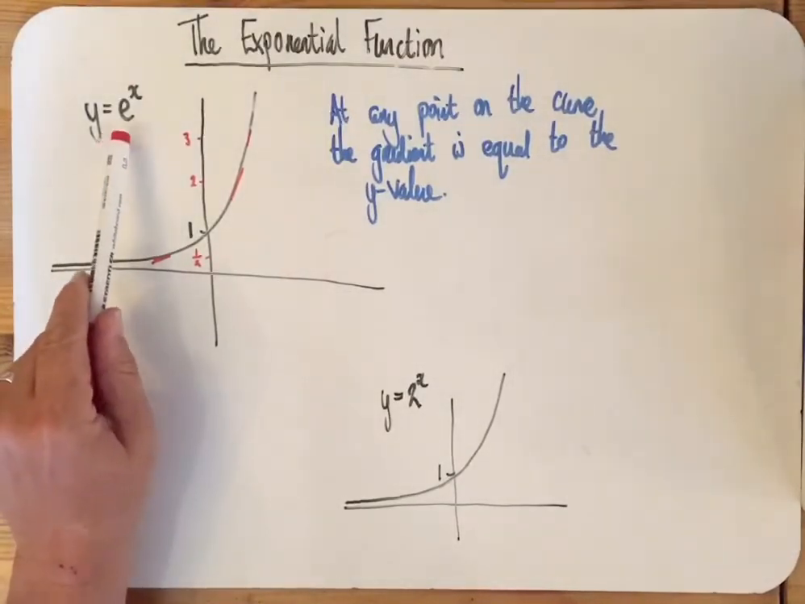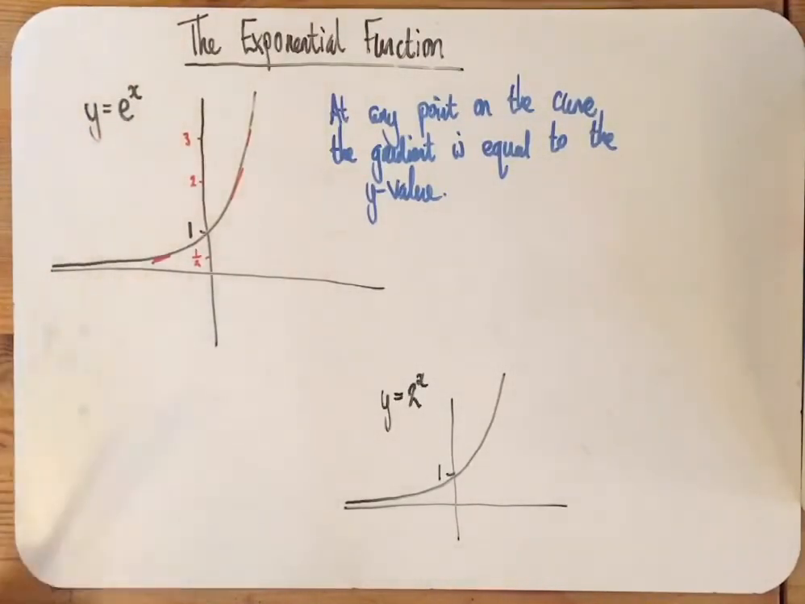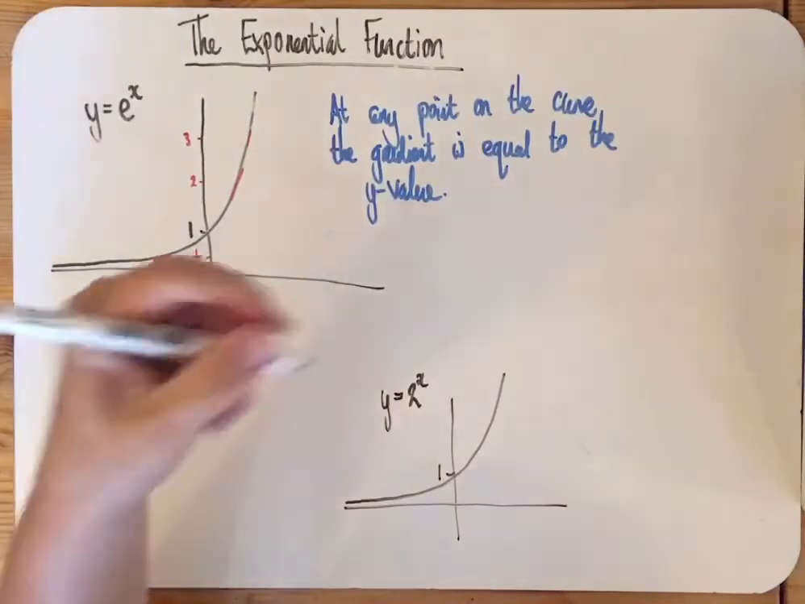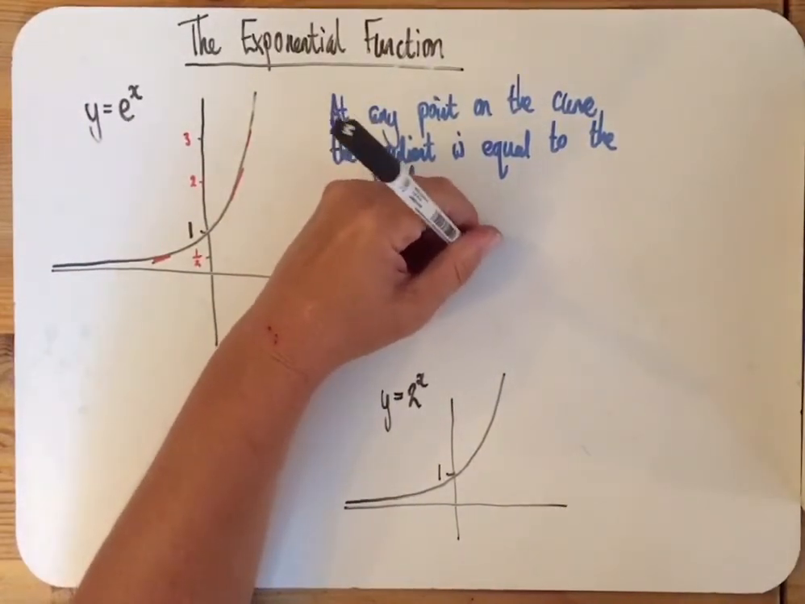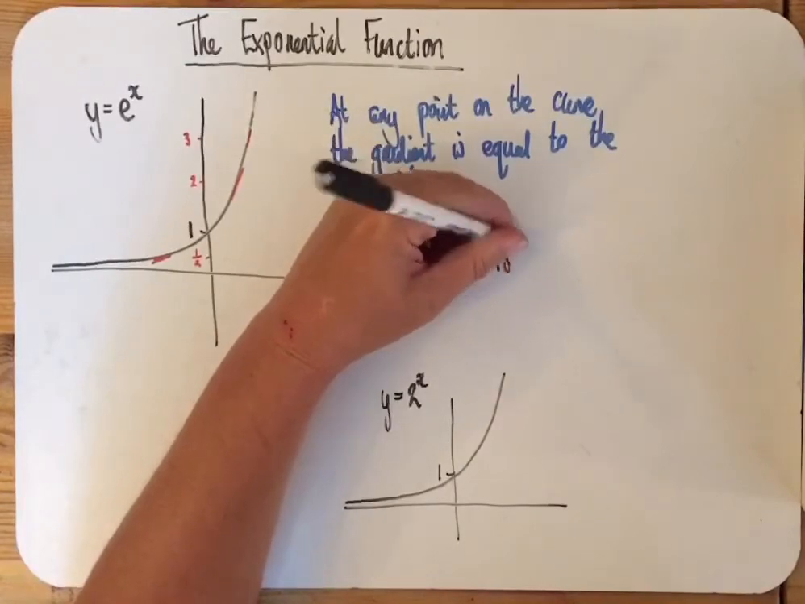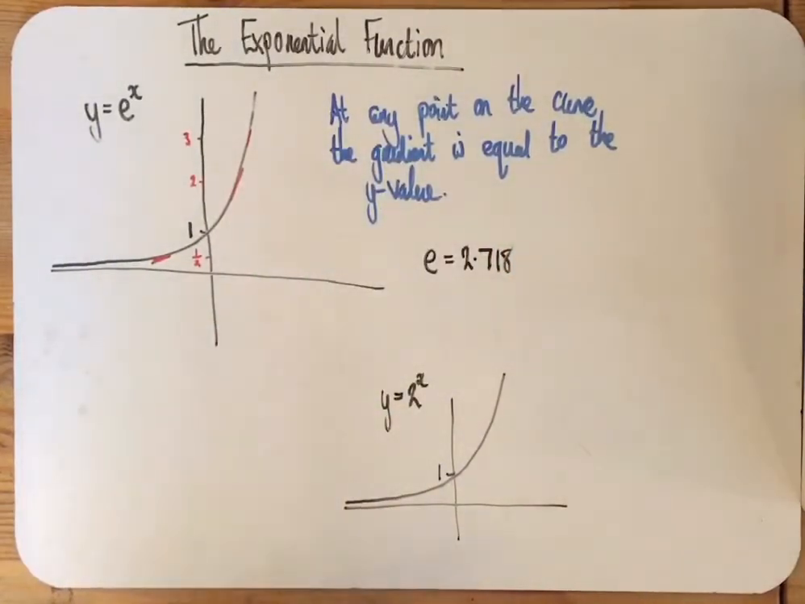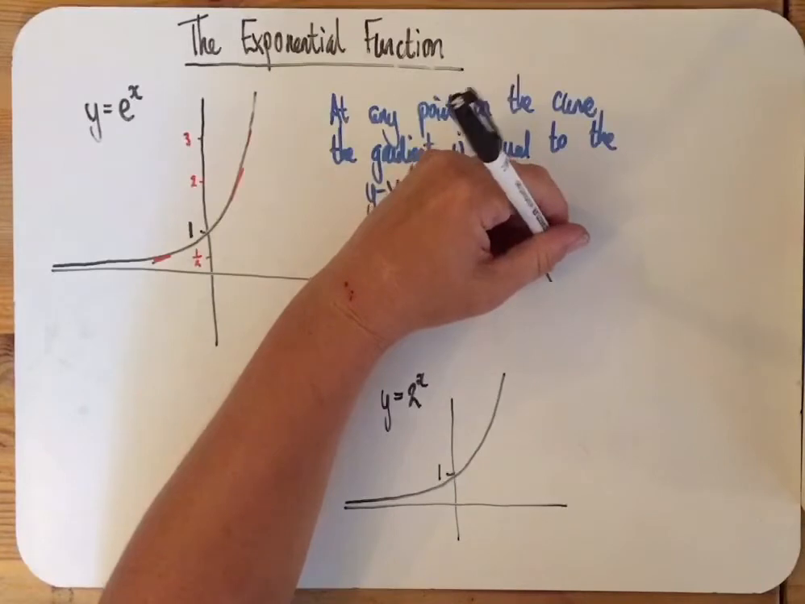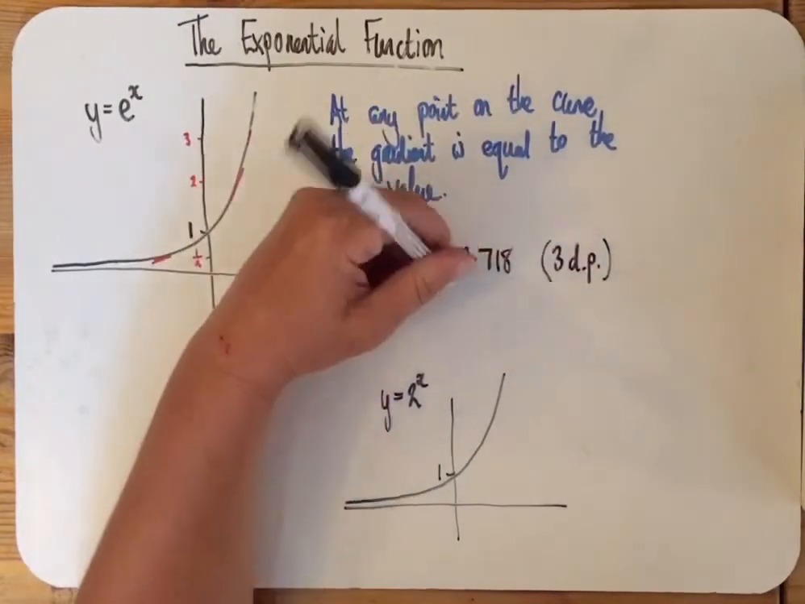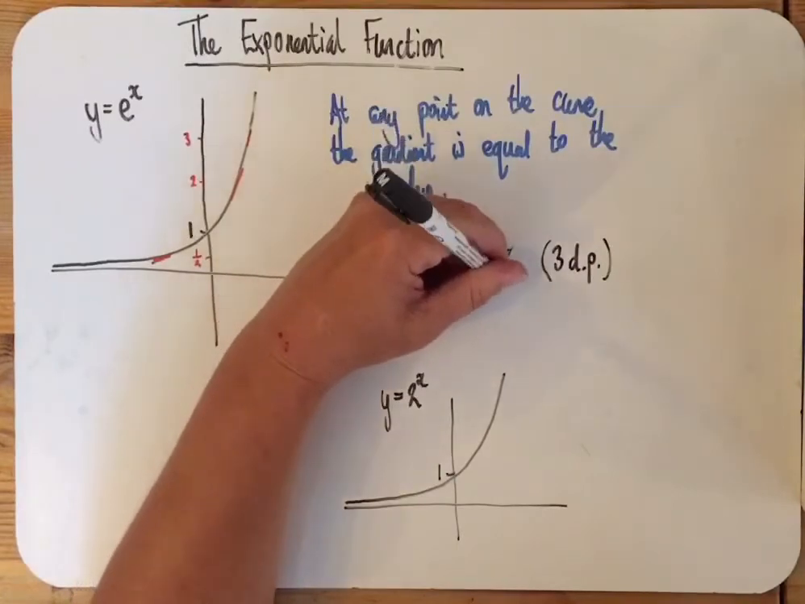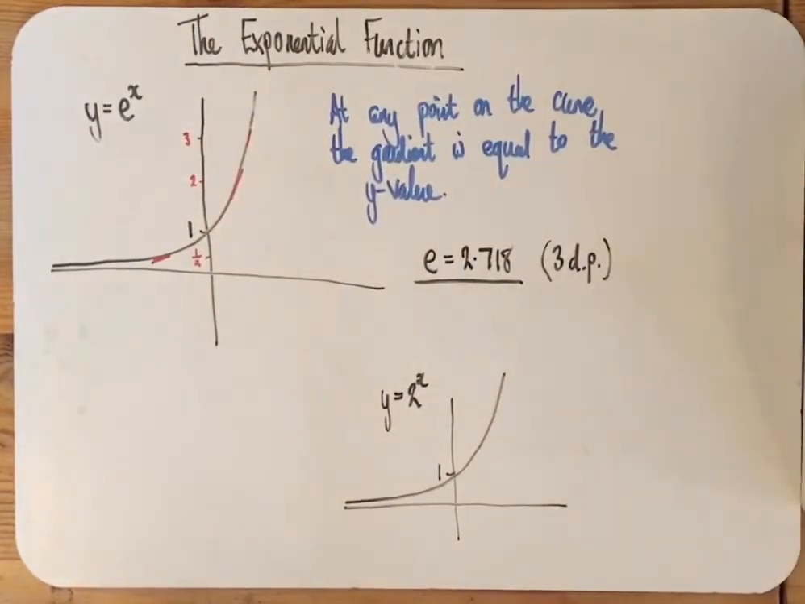So there's a particular number that allows this to happen. There's various proofs of why e is the value it is. I'll let you search them out if you're interested. But e is equal to 2.718 to 3 decimal places. But it's an irrational number, so the decimal places go on forever. You could get it to more decimal places than that on your calculator quite easily.